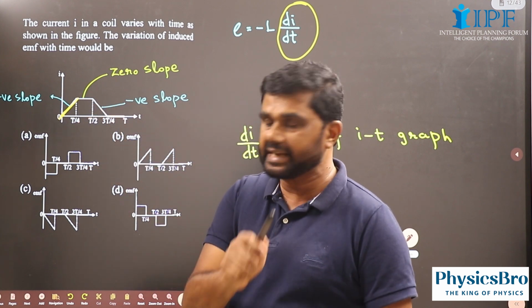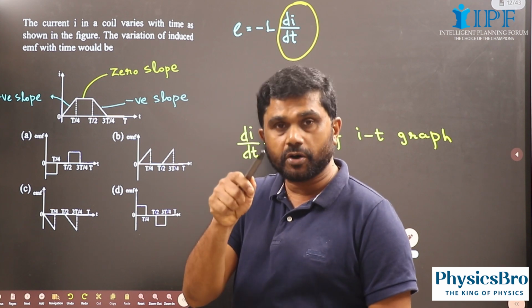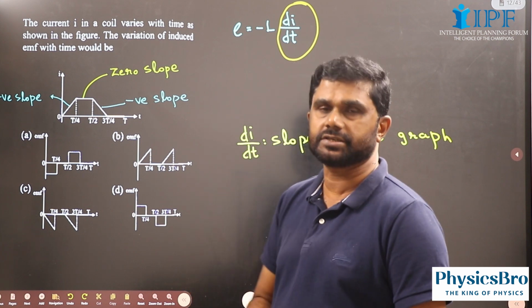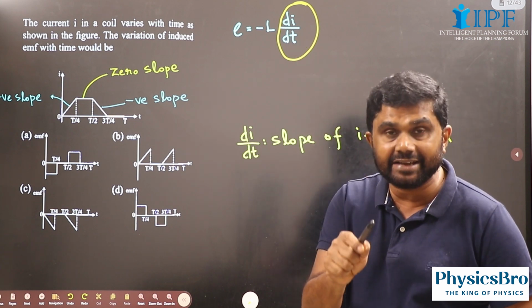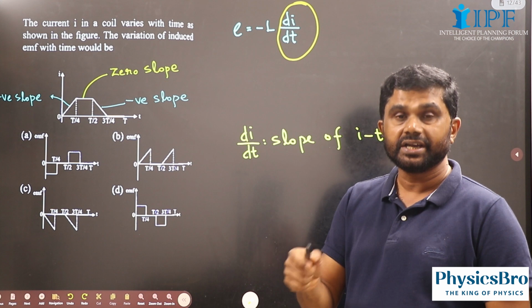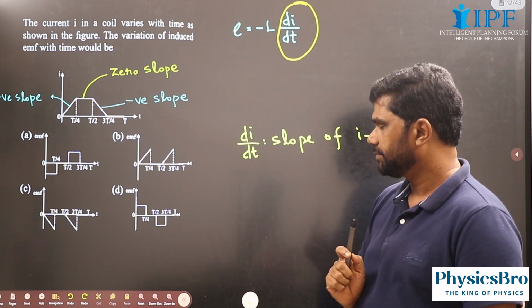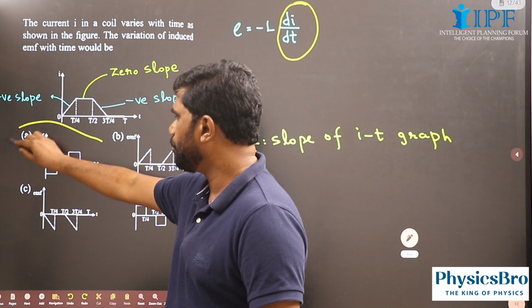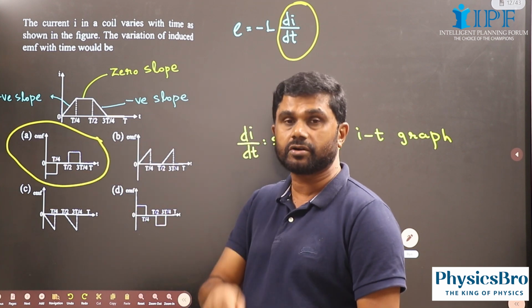For any straight line, slope is constant. So di by dt is positive and constant. So minus L into di by dt will be negative and constant. So from 0 to T by 4, induced EMF is negative and constant. There is only one option with the voltage from 0 to T by 4 negative and constant.